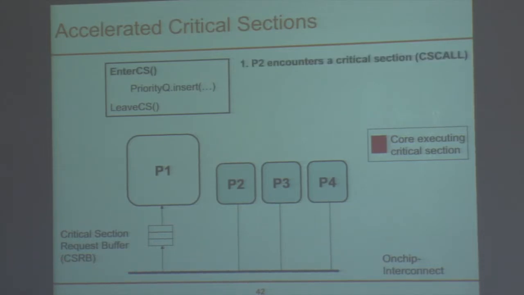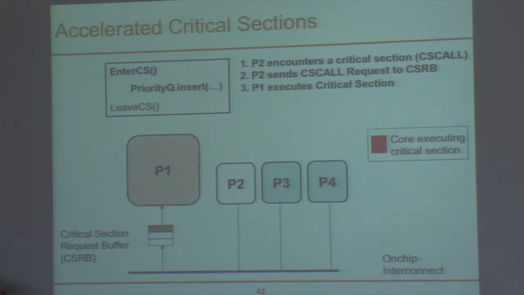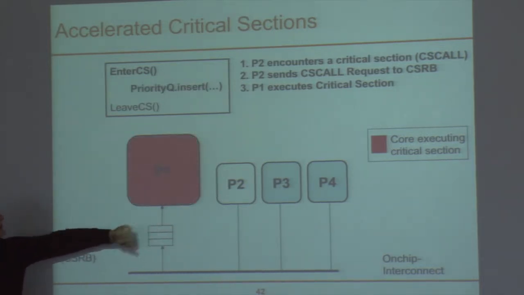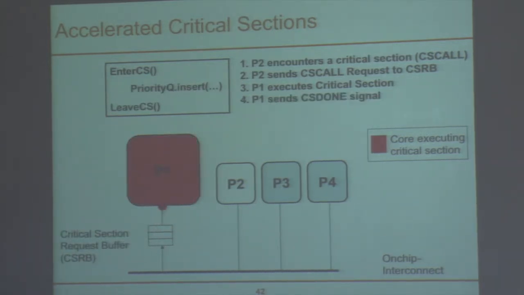Let's assume that processor 2 encounters a critical section, and we are going to add a critical section call instruction. It basically sends a critical section call request to this critical section request buffer in processor 1 through the interconnect. And processor 1 executes the critical section when this becomes the oldest. In this case, it's the oldest. And after it executes, it sends a critical section done signal to processor 2. And processor 2 can now go on.